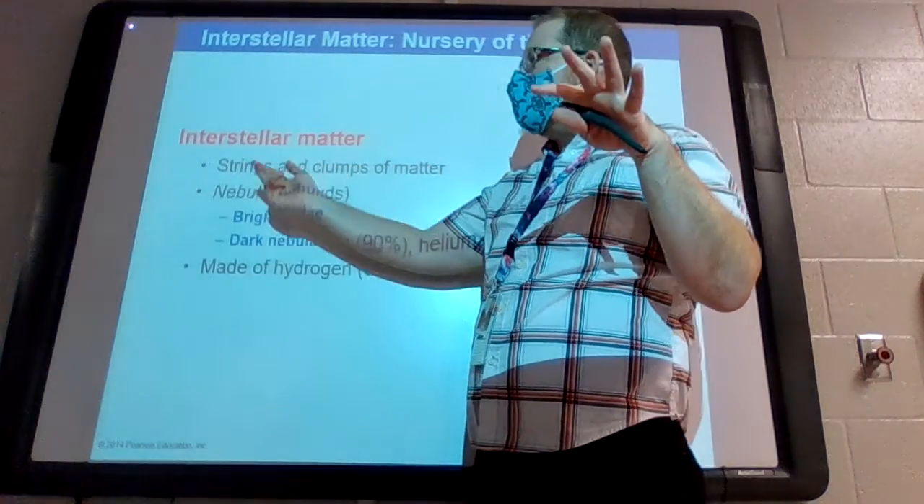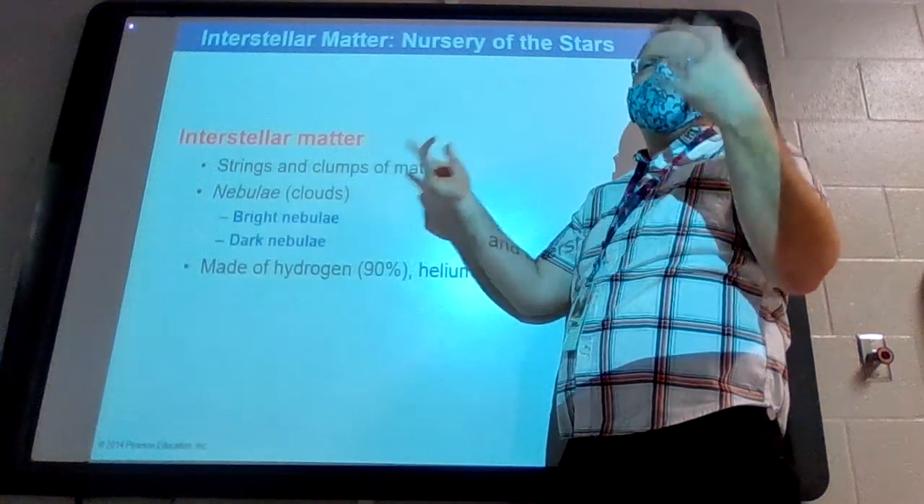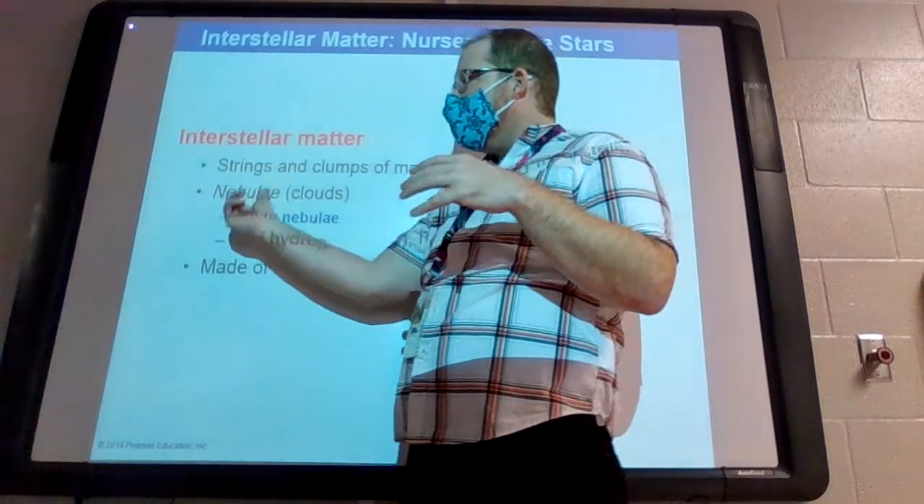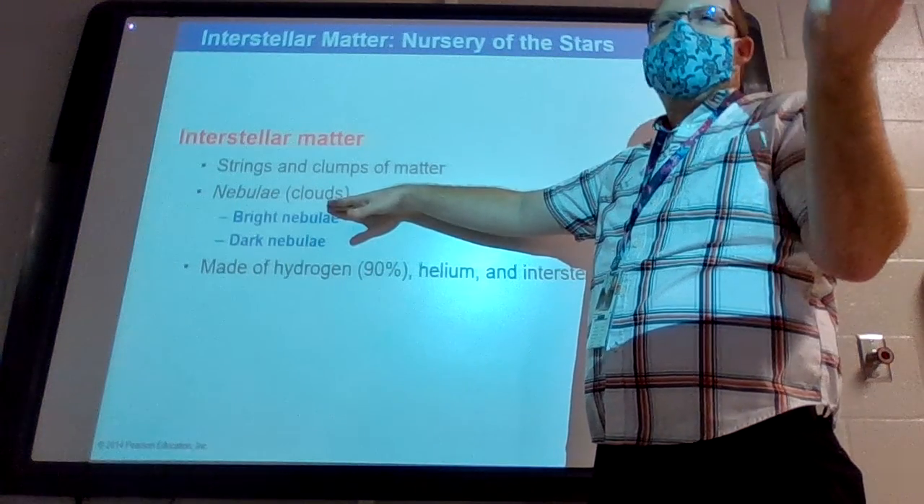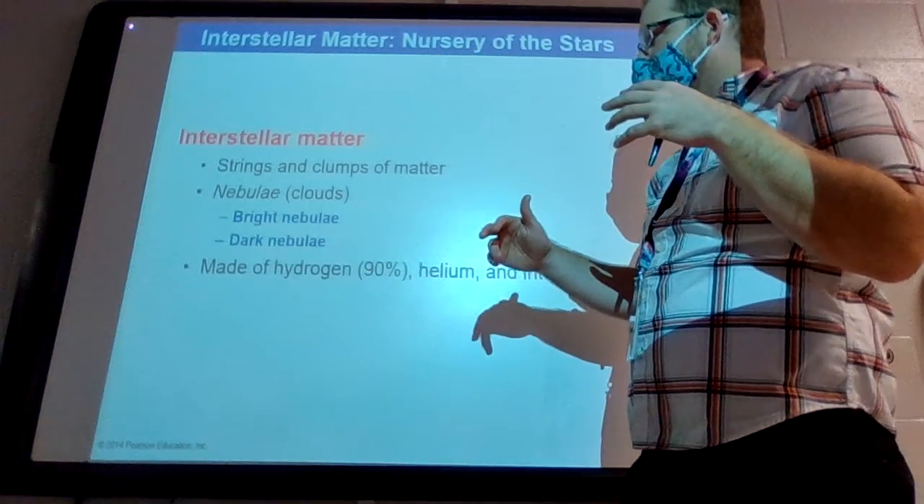There's several different ways that it can exist. Strings and clumps of matter, which are actually difficult to see because they don't have a lot of mass. They're not reflecting a lot of light. And then you get your nebulae, which are basically big clouds of matter. And we have several different types. They mention bright and dark here.